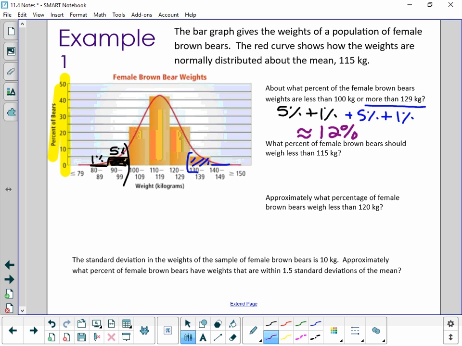The second question says, what percent of the brown bears should weigh less than 115 kilograms? Well, remember the mean of our data was 115. That's the center. For things that are normally distributed or approximately normally distributed, we would expect 50% of our data to be less than that mean, and the other 50% will be greater than 115.